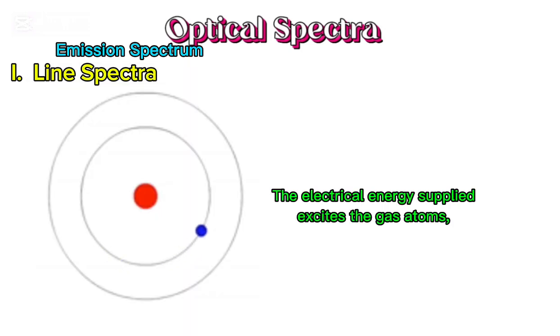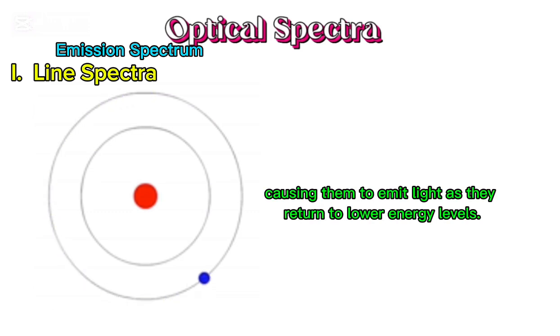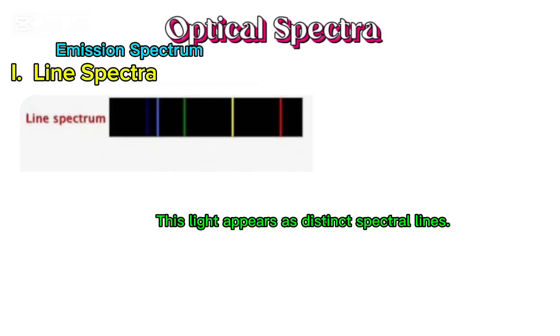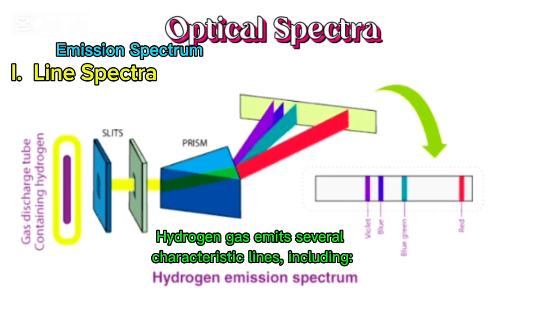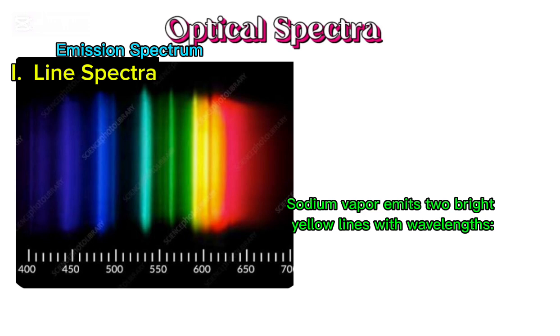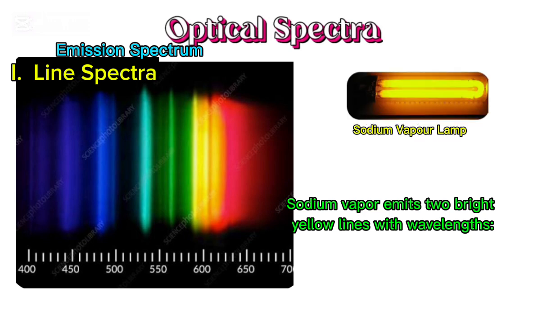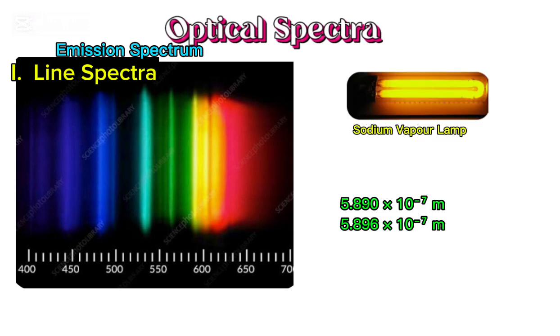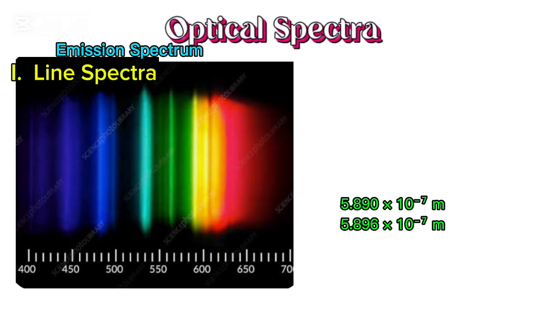The electrical energy supplied excites the gas atoms, causing them to emit light as they return to lower energy levels. This light appears as distinct spectral lines. Hydrogen gas emits several characteristic lines including red, blue-green, and violet. Sodium vapor emits two bright yellow lines with wavelengths 5.890 times 10 to the power minus 7 meters and 5.896 times 10 to the power minus 7 meters.